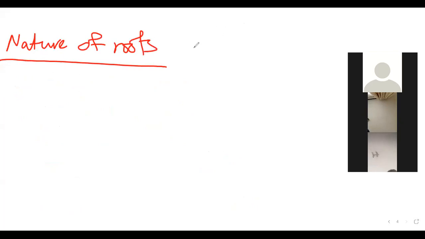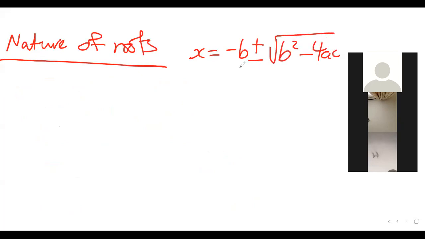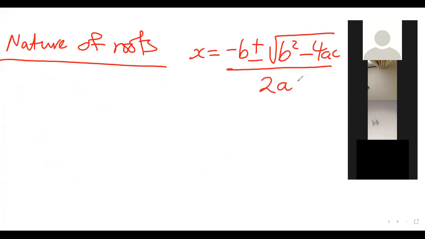You remember the quadratic formula, x is equal to minus b plus or minus root of b squared minus 4ac all over 2a. Now, the nature of roots is determined by the discriminant. What is under the square root determines the nature of roots. What is under the square root? B squared minus 4ac.